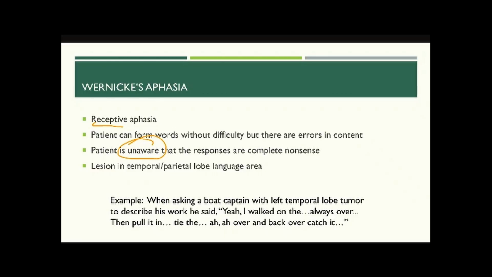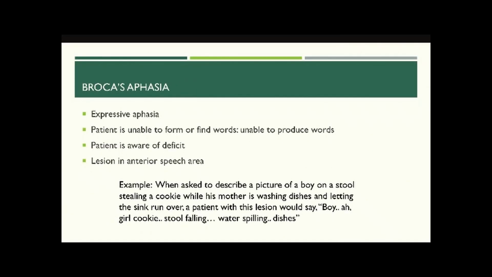So you can see on the bottom there what they would say. Broca's is expressive aphasia. You just can't express the words because you have the motor problem. Unable to produce words. They are aware of this deficit. So what happens is they can't give you full sentences. They'll just give you a couple of key words that they can get out when you ask them a question.